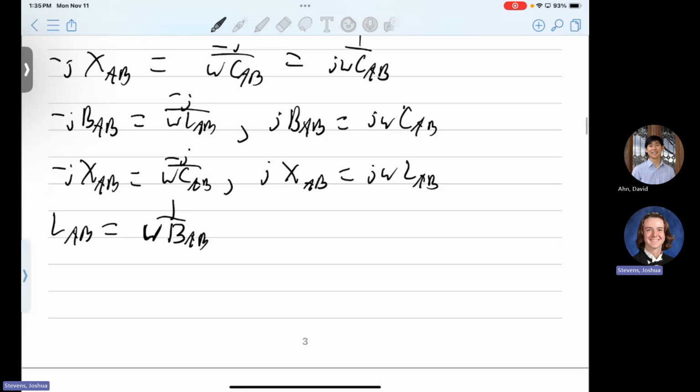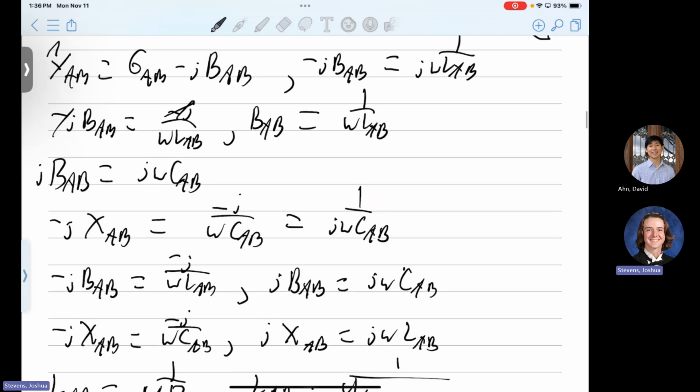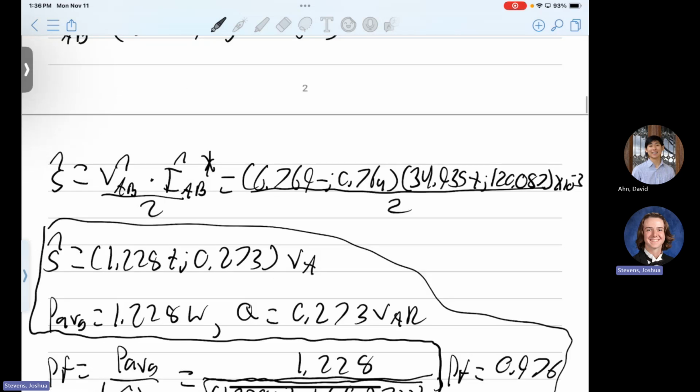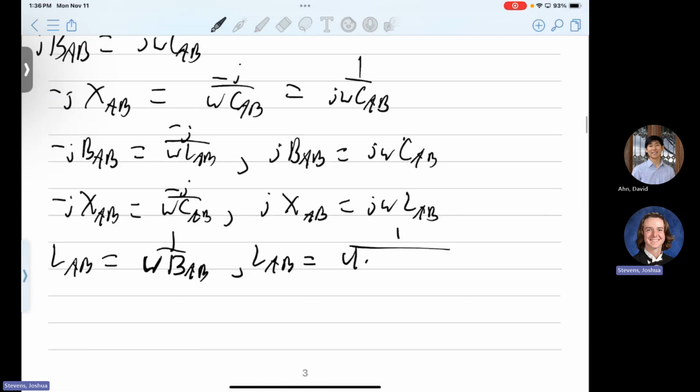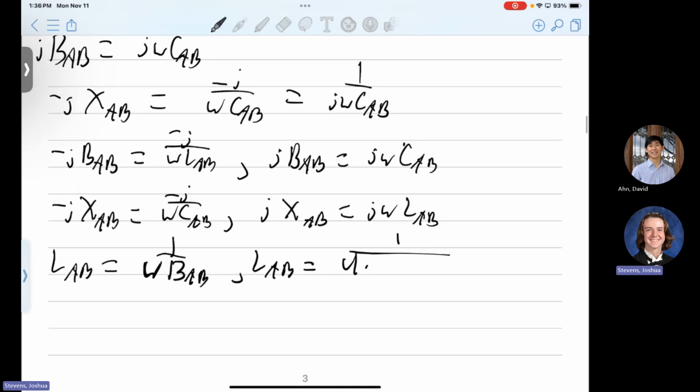Gotcha. Cool. So then the inductive load will just become 1 over omega times susceptance. We found our omega value earlier to be 4, and the susceptance we found to be 11.765 times 10 to the negative third. So 4 times 11.765 times 10 to the negative third, and that'll get you 21.25 henry.